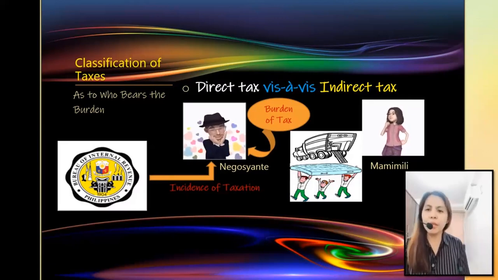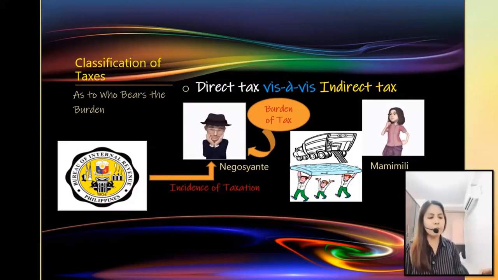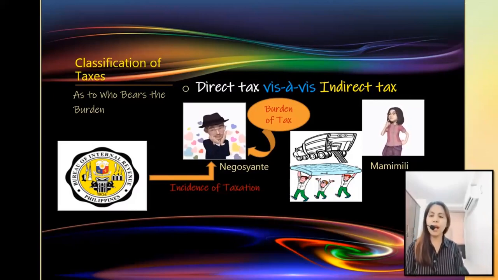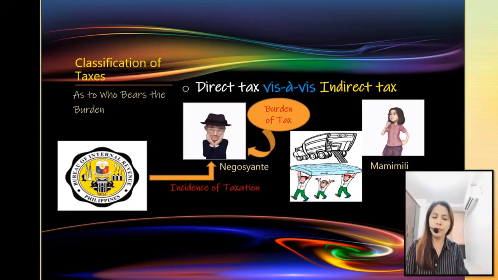Now, Mr. Negosyante, in the course of his business, is also liable to the payment of value-added tax. Value-added tax is a business tax. Income tax is different as to nature and purpose from that of value-added tax.